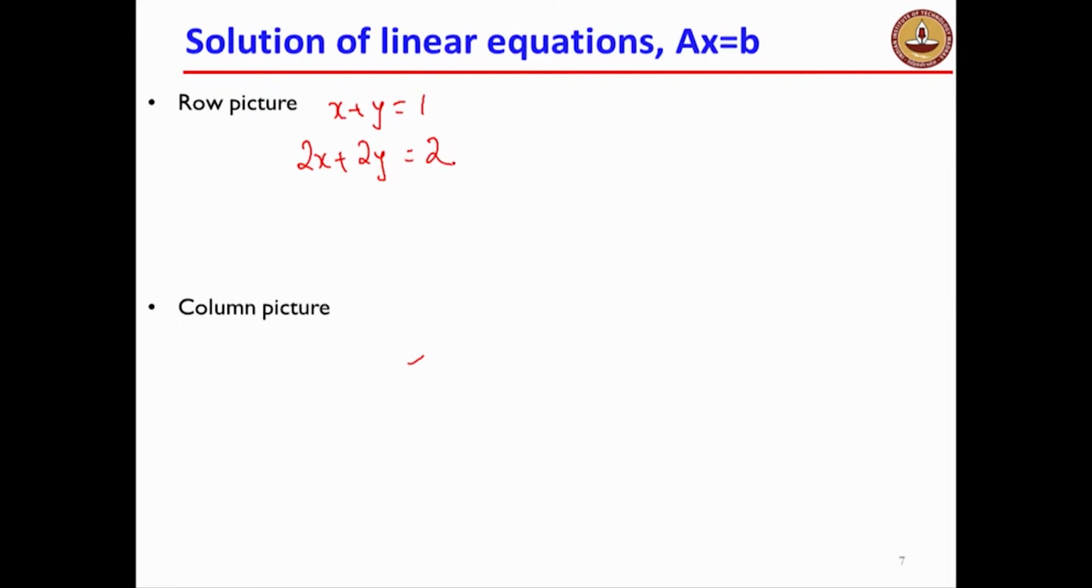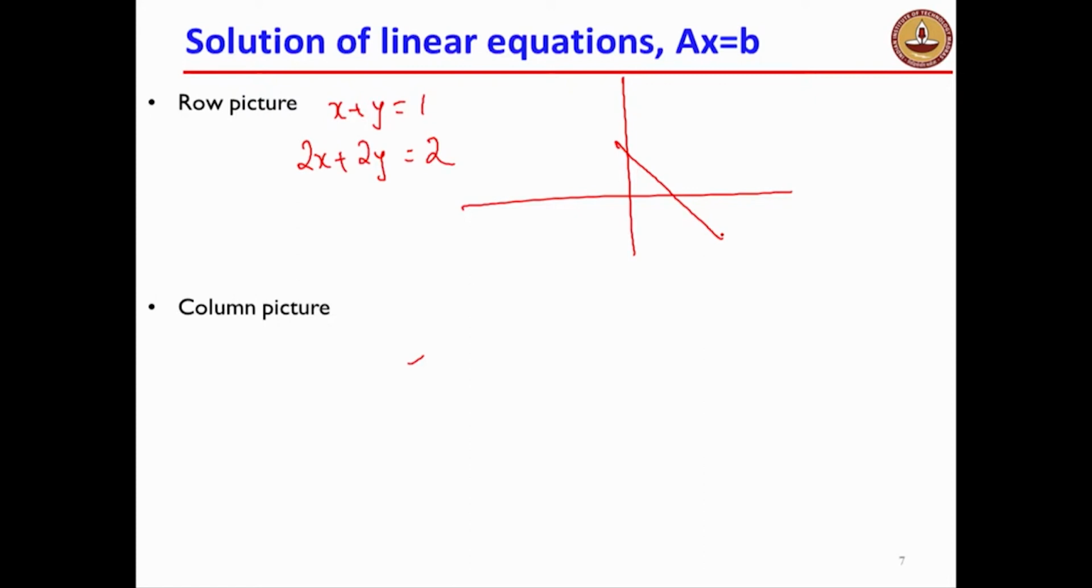x plus y equal to 1 and 2x plus 2y equal to 2? So the row picture is what? Both of them are really the same line. I have given you 2 equations, but they are really the same because the second equation is just a multiple of the first equation, and geometrically each row, as I said, represents one line, and in this case both of them are representing the same straight line.